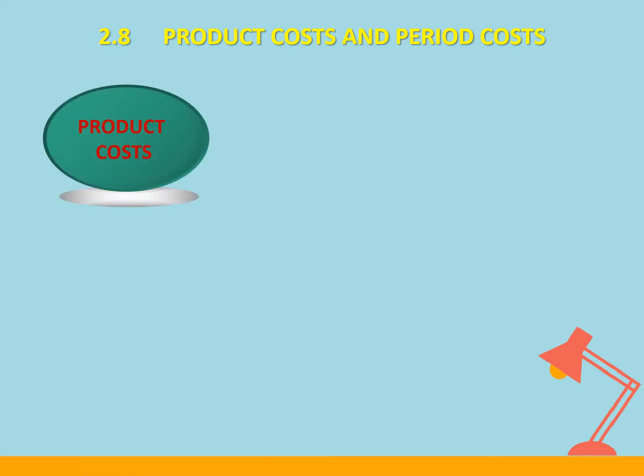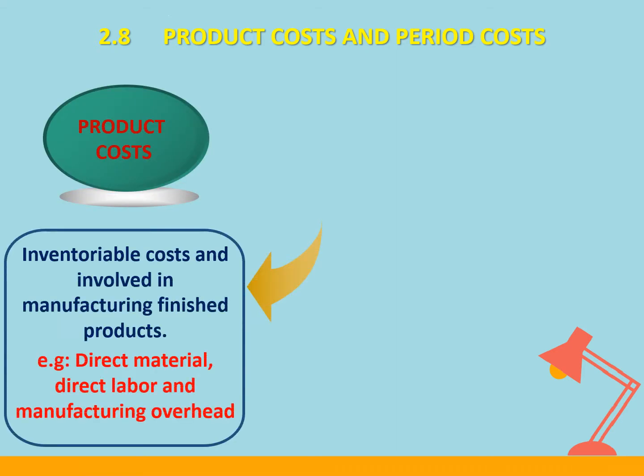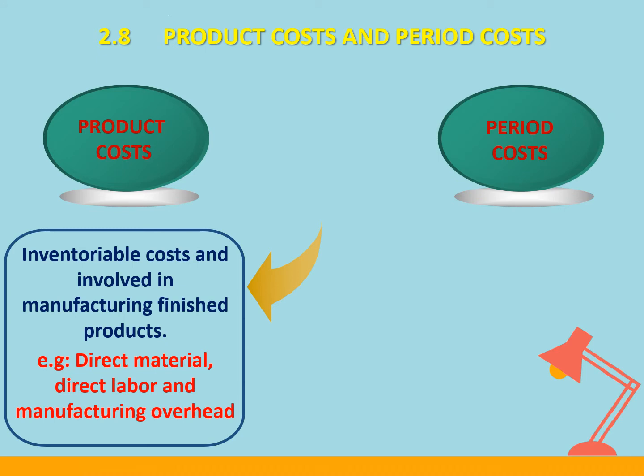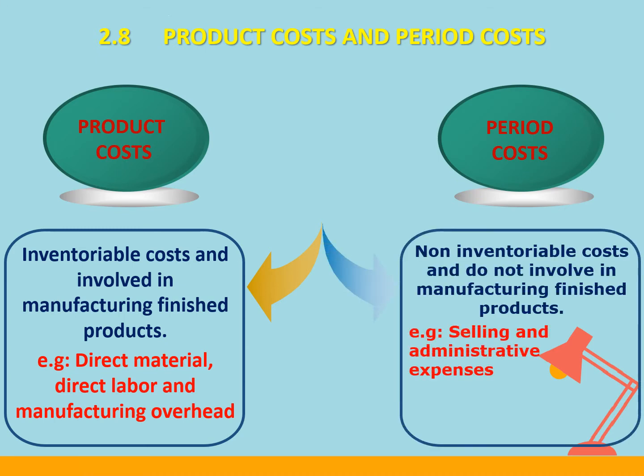Product cost and period cost. Product costs are inventoriable costs and involved in manufacturing finished products. Examples are direct material, direct labor, and manufacturing overhead. Meanwhile, period costs are non-inventoriable costs and do not involve in manufacturing finished products. Such examples are selling and administrative expenses.